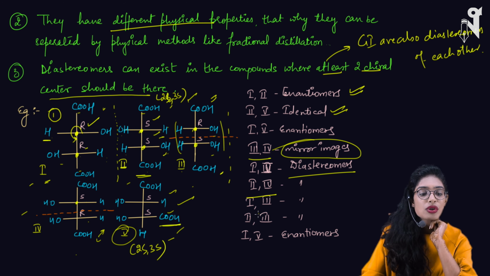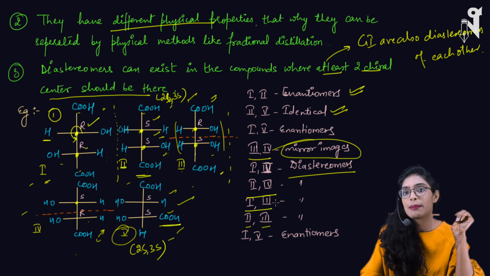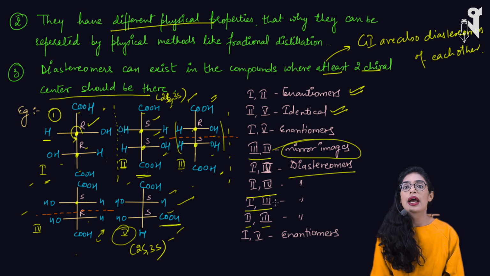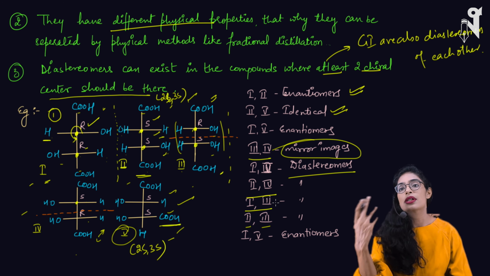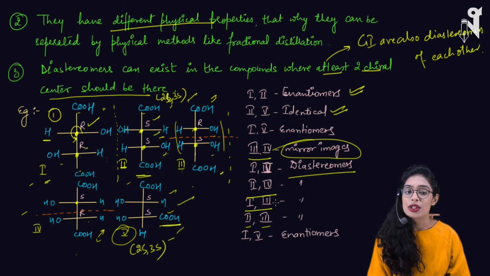Similarly, second and fourth also behave in the same manner. First and third also behave in the same manner. Second and third also behave in the same manner. So in all the cases, they have different configurations, and they are not mirror images of each other. One is optically active, another is optically inactive, and hence these pairs will be called diastereomers.